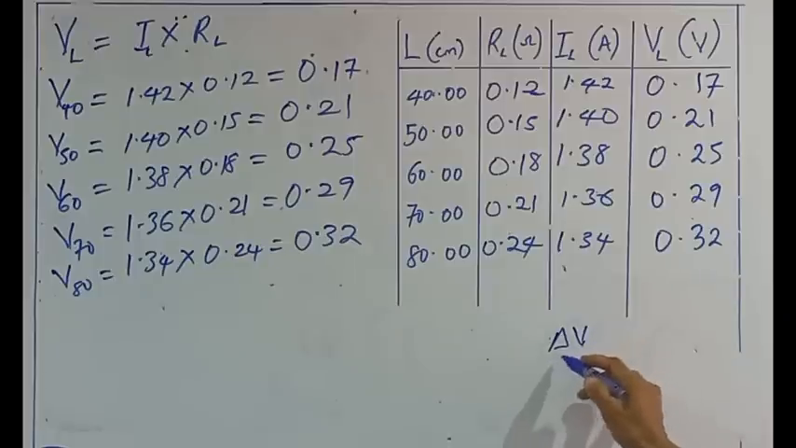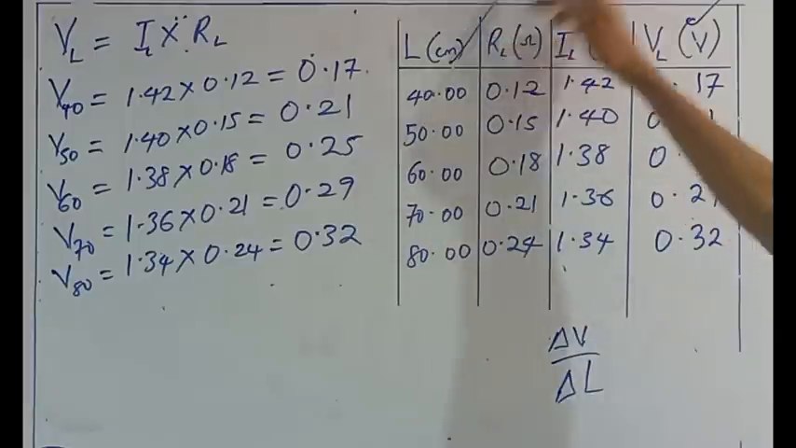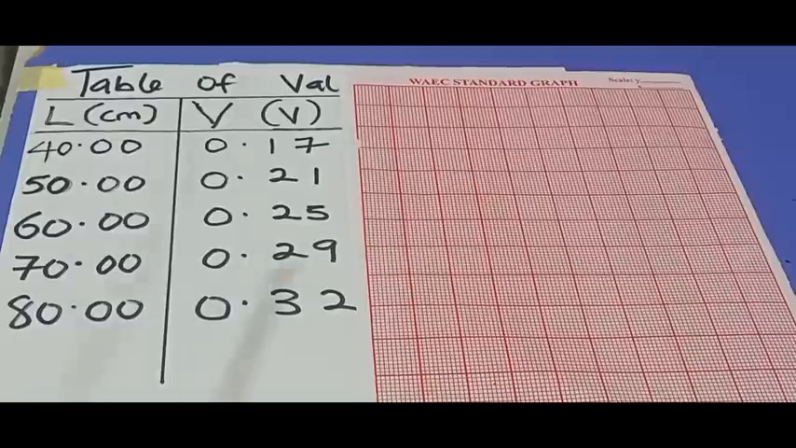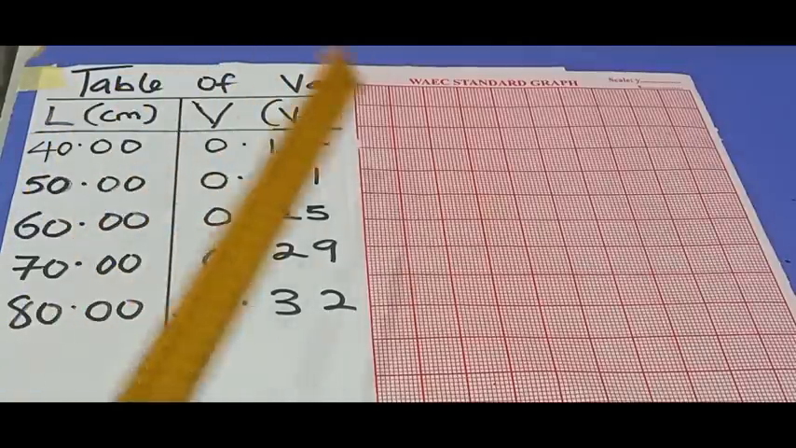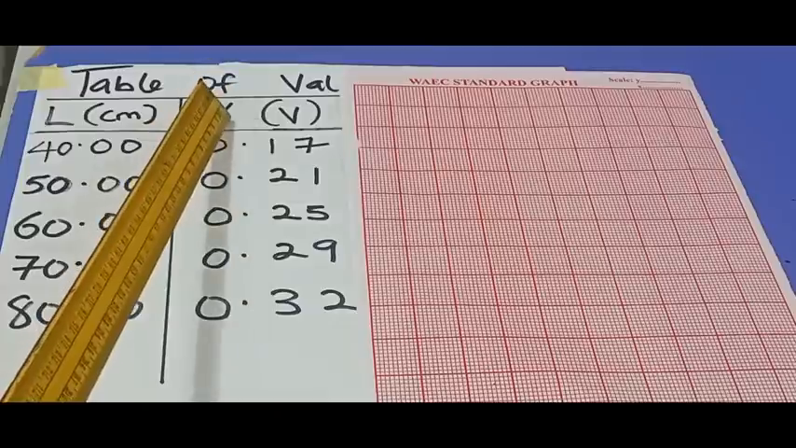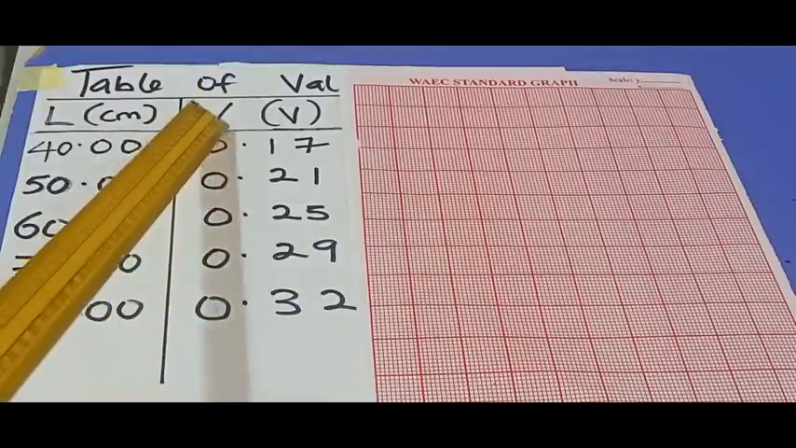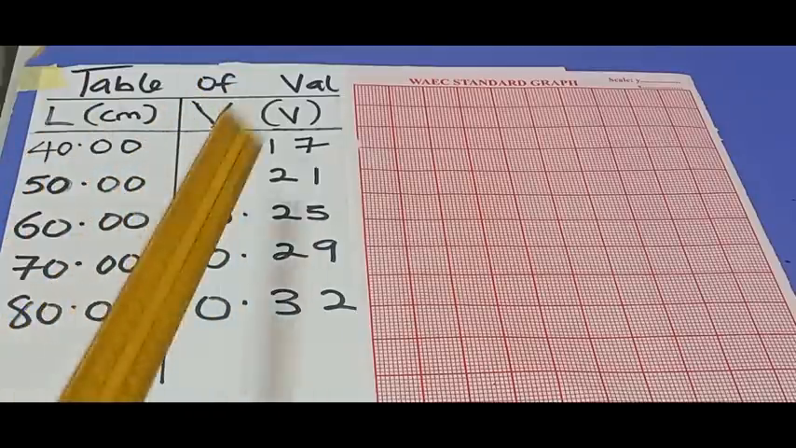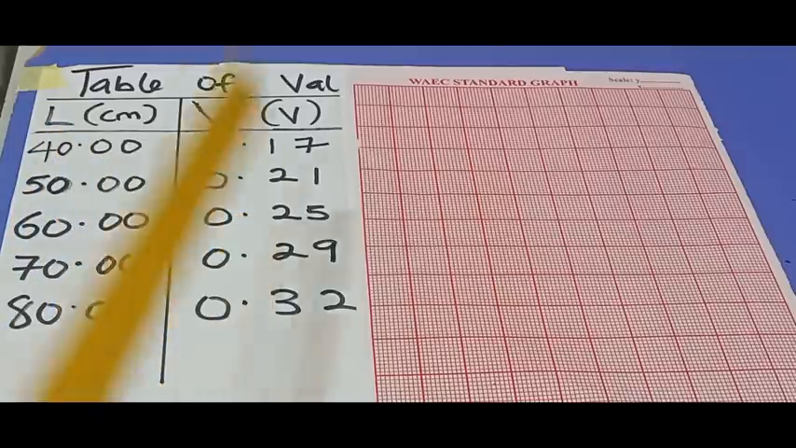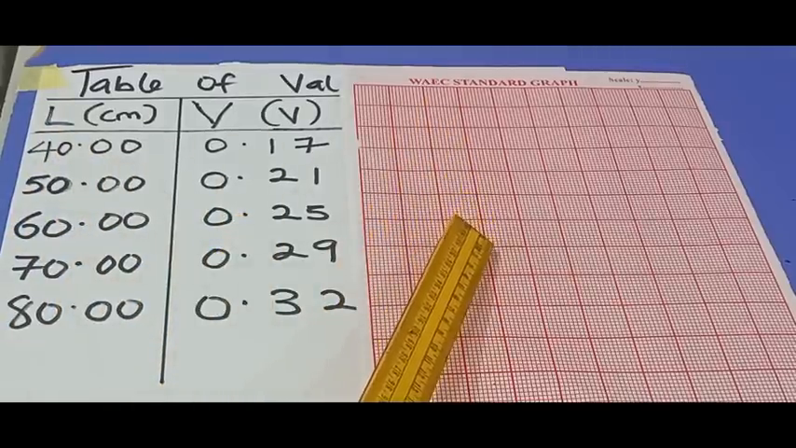graph of change in V over change in L. That's this and this, to see the nature of the graph we are going to get. This is how our table of values should look like. We have the length 40, 50, 60, 70, 80 in cm, and then the voltages. So this is the reading we obtained from our manipulation. Let's plot it and see the nature of the graph.